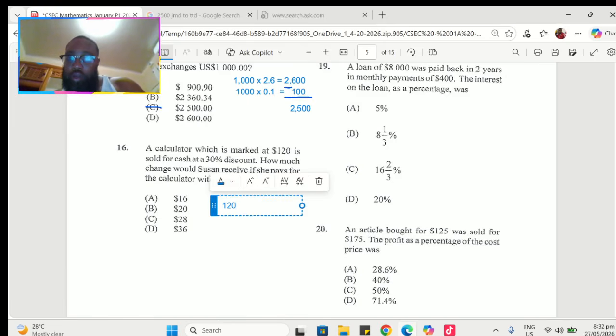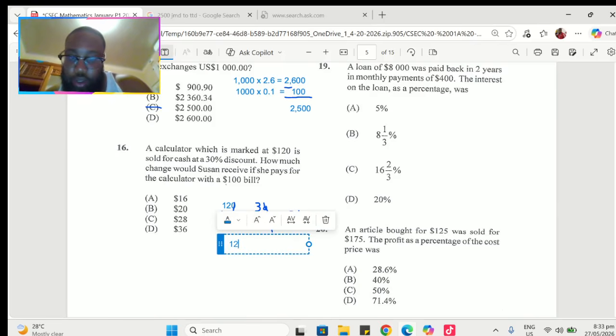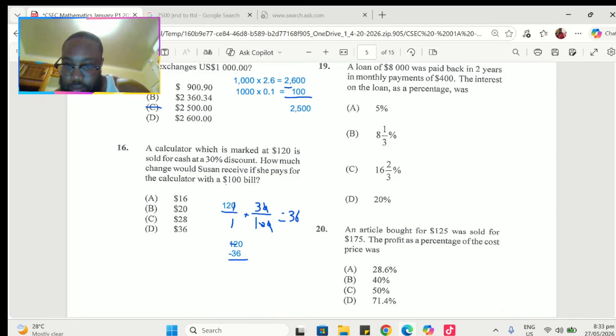Let's calculate the discount. 120 over 1 multiplied by 30 over 100. Let's cross out some zeros. 12 by 3 is 36. So that's the discount. So you're going to be paying 120 minus 36, which will give you $84. If you pay with a $100 bill, you'll get 100 take away 84, which will give you 16. 100 minus 84, and you'll get A, which is 16.